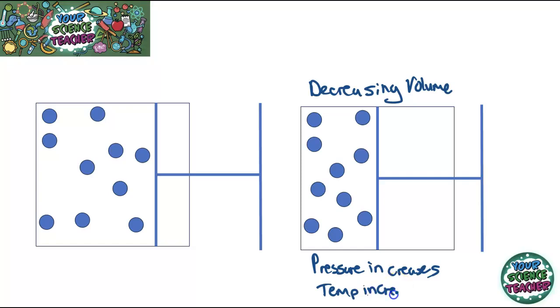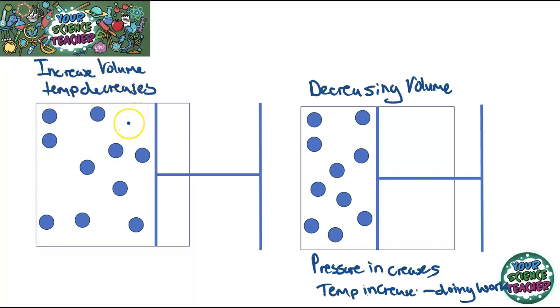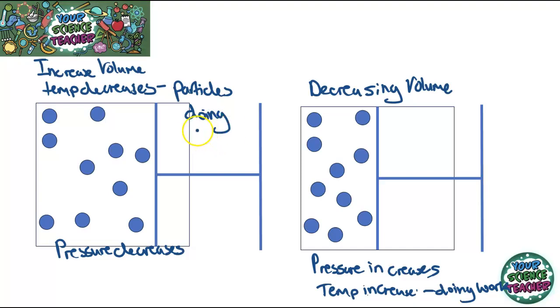The reason for that temperature increase is because you're doing work. The work that you're doing to push those particles close together is causing them to move faster. Now, if I was to increase the volume, the temperature should go down a little bit, and therefore the pressure would decrease as well. The reason the temperature is decreasing is because now the particles are doing work. You had to do work to compress, and to expand back out, the particles had to do work.